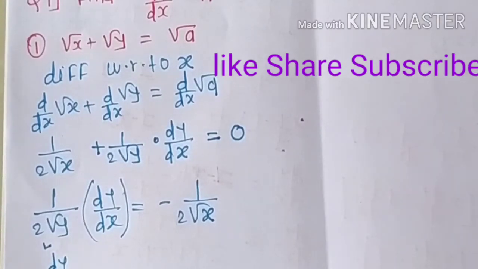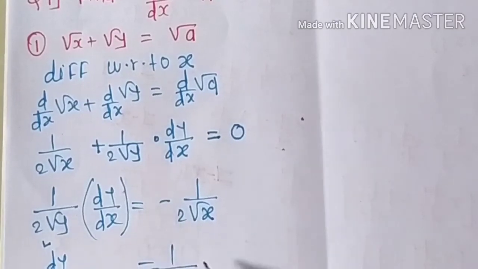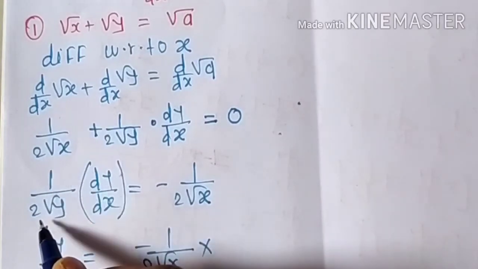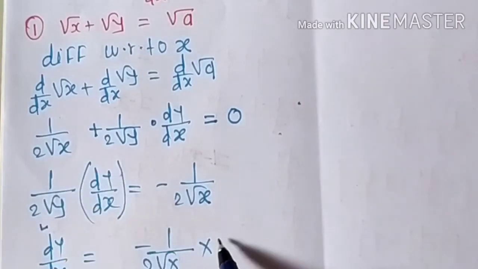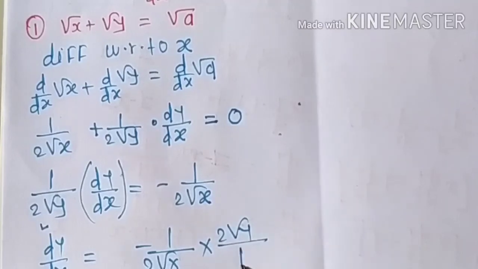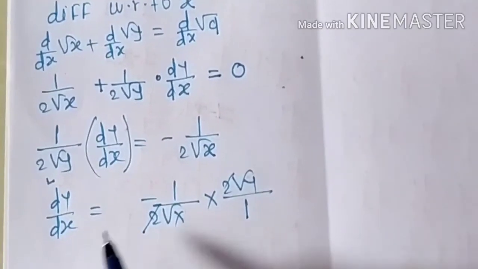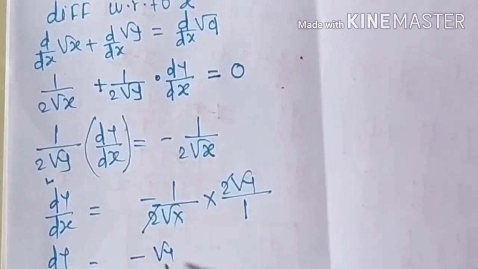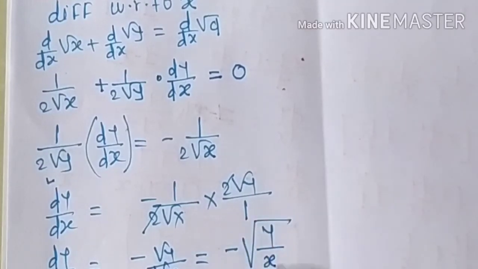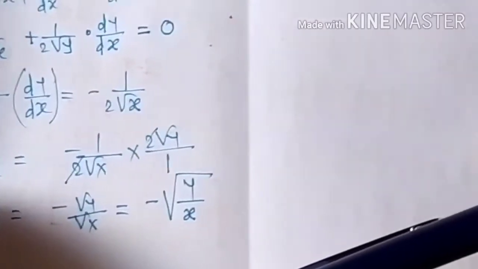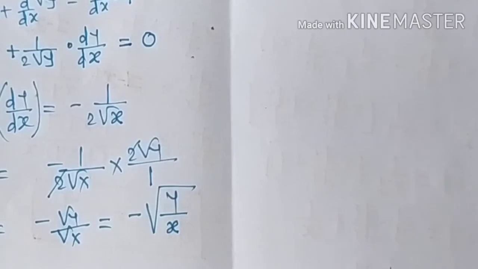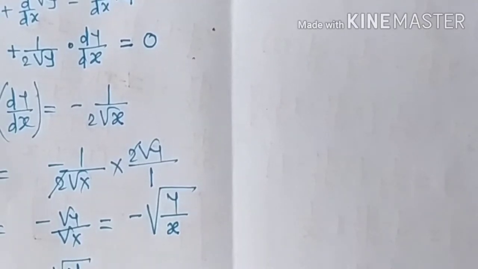Then dy by dx is equal to minus 1 upon 2 root x into, the numerator term goes to the denominator and the denominator goes to the numerator, that is 2 root y divided by 1. Then this 2 and this 2 get cancelled, therefore dy by dx is equal to minus root y divided by root x, that is minus root of y upon x. That is what we get as the value of the derivative: dy by dx is equal to minus root of y upon x.